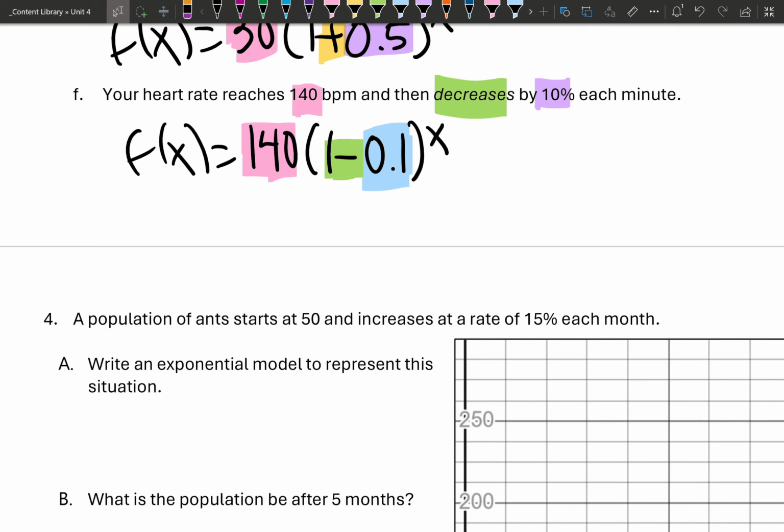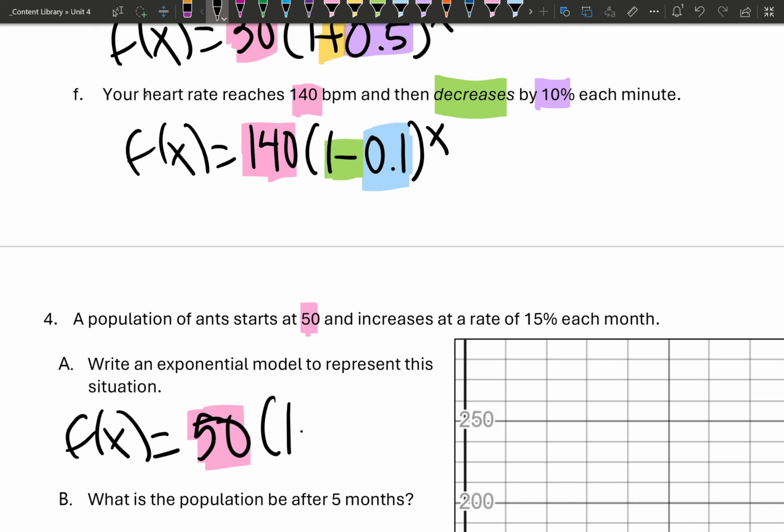In number 4, we have a population of ants that starts at 50. So this had a bigger starting population. And increases at about a rate of 15% each month. Now, the first thing that we need to do is write a function to represent this problem. Let's go f of x equals 50, because that's how many ants we started with. Parentheses 1 plus, because we're increasing. And then 0.15, because that's 15% as a decimal. Of course, to the power of x.